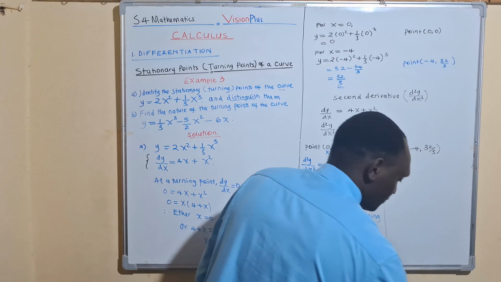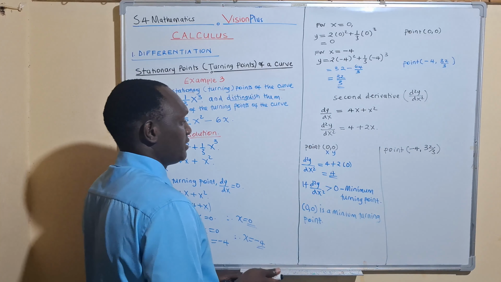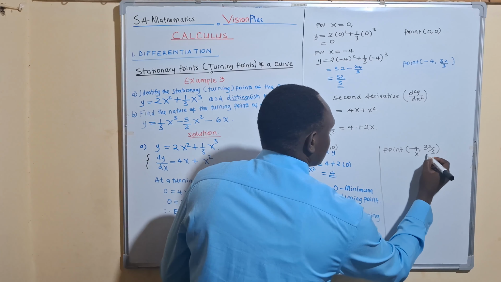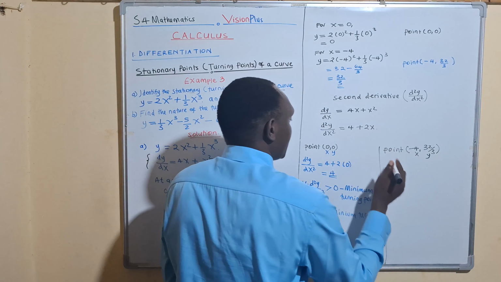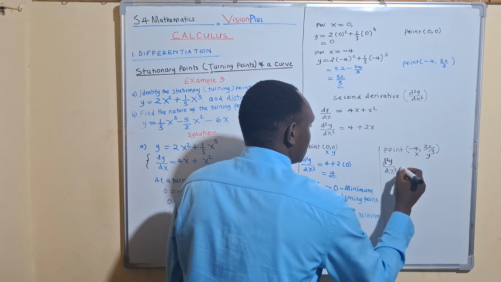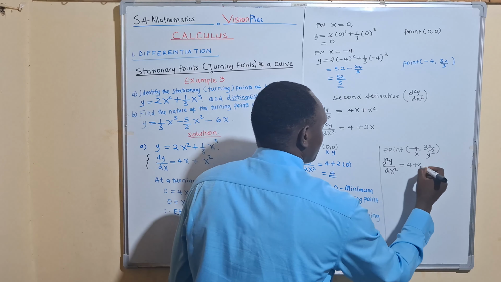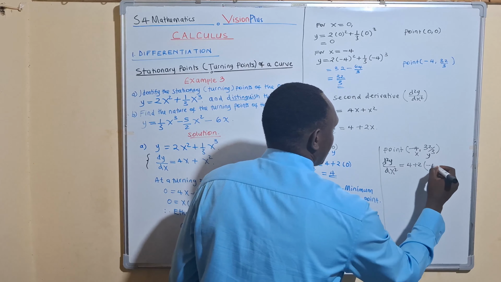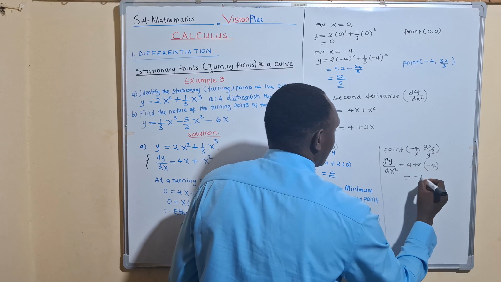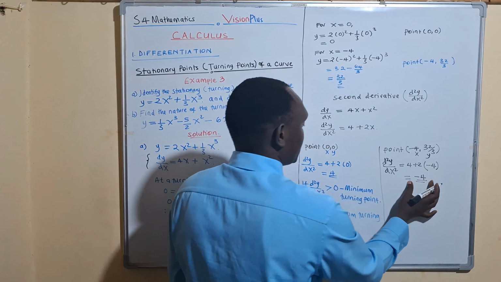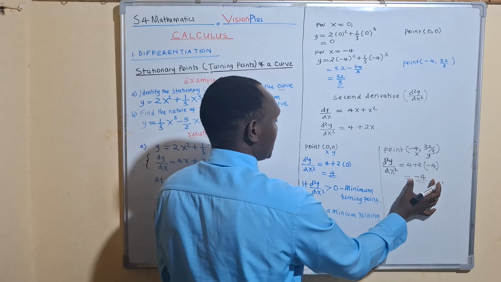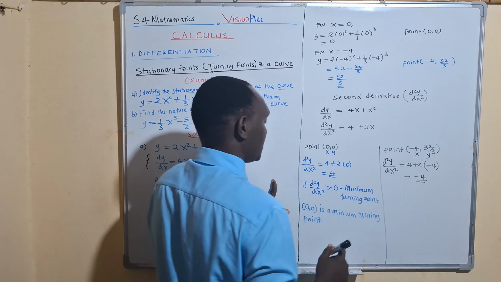And then in the same manner, to test for the second point, this is x, this is y. Substitute for x in the second derivative, so that d squared y over dx squared equals 4 plus 2 times x. x is negative 4. This gives us negative 8 plus 4, which is negative 4. We check, is negative 4 more than 0, equal to 0, or less than 0? Negative 4 is less than 0.